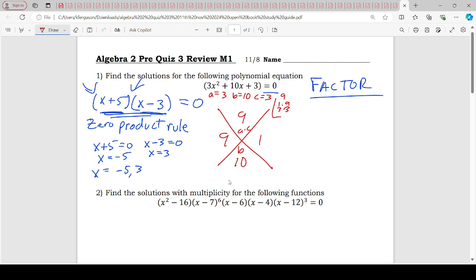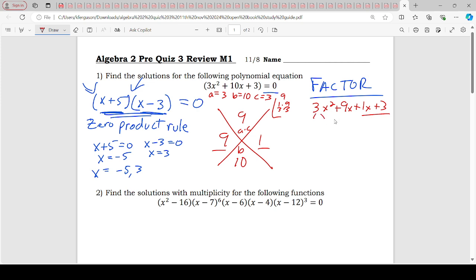So now that I figured out which pair works, I rewrite the problem, but I replace 10x with these two numbers. And then I do factor by grouping. So I look at 3x to the second power plus 9x. What do those two terms have in common? 3 and x. Now, if that's not something that you could have seen, then what you need to do is prime factorization. You need to break each term down into its prime factors.